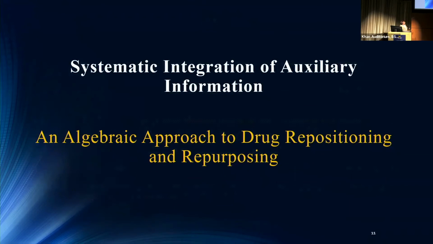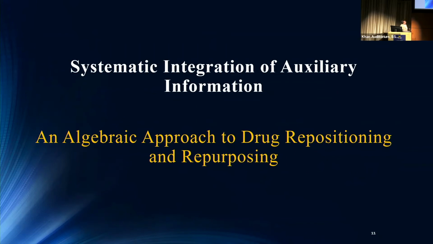The second general pain and challenge that we see in the field is systematic integration of auxiliary information. In many decision-making systems, yes, you have input-output, you have data and decisions, but there is a whole lot of external, I would say, auxiliary information that is present. And the question that we're asking is, is there a systematic way of integrating this auxiliary information in decision-making? The example that I'm going to talk about, which shows one of the solutions that we have, is drug repositioning and repurposing using an algebraic method that we got from deep in linear algebra.